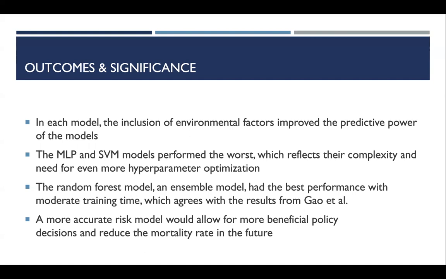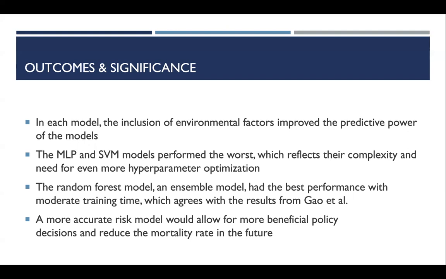The random forest model, which, as I said, is an ensemble model, has the best performance, and it also has the lower training time, especially in comparison to MLP, which takes much longer. So this agrees with the results previously published by Gao et al., and it also gives motivation to keep using random forest since we do want a simple model as well. The goal of our project was to find a more accurate risk model in order to allow for beneficial policy decisions and reduce mortality rate in the future if we are able to implement these models for actual real life use.